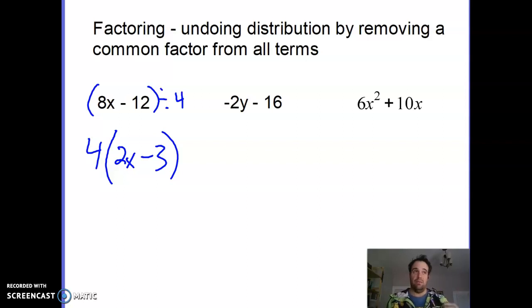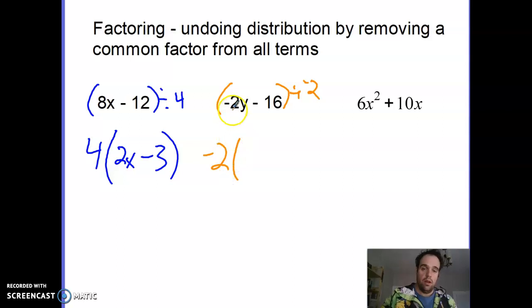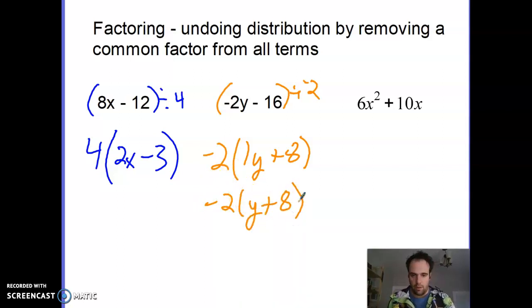It's going to make my life simpler going forward in math. So if I see a negative starting out, I'm going to be dividing this whole thing by a negative, and the biggest thing in there is going to be 2. I can divide both 2 and 16 by 2. Therefore, -2 comes out. -2 divided by -2 is 1, y. -16 divided by -2 is +8. I can simplify that to read like this. And that's fine just the way it is.